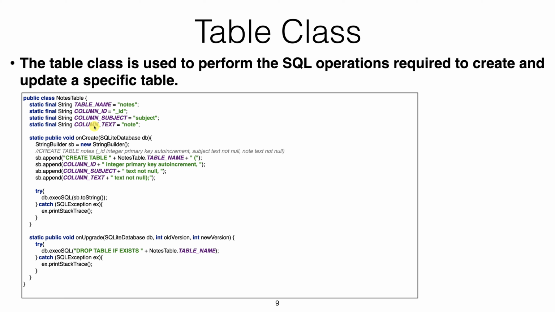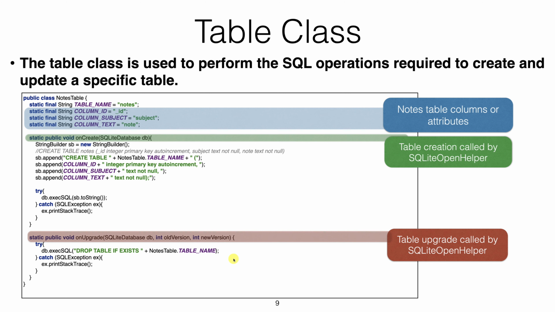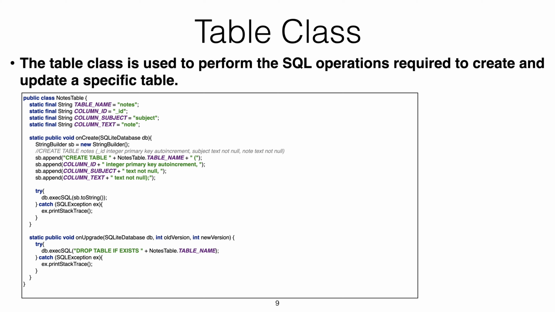Now, the notes table is basically a representation of the name of the table, the column IDs, the column names: the ID, the subject, and the text. And here is the onCreate function that we created. In the onCreate, we use a string builder so that we can build the string that looks like this: create table, with an auto increment ID, and then a subject and a note. And here it is. You can see we're using the DB to actually execute the statement. And similarly in the onUpgrade, we'll drop the table if it exists, and so on, right? So that's basically this.